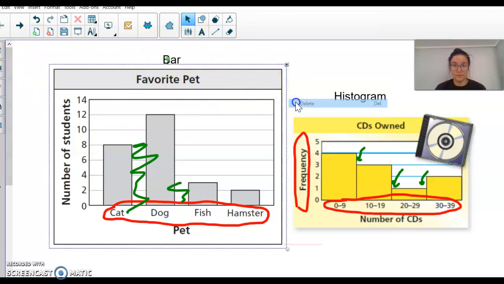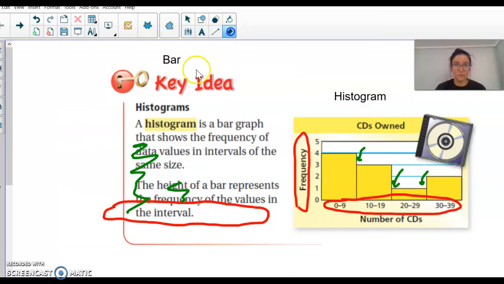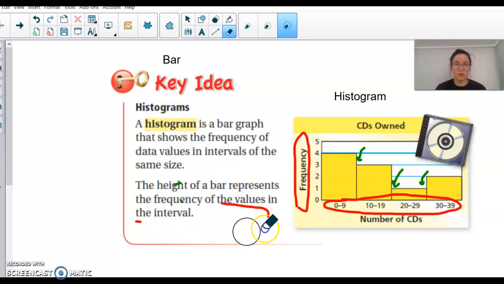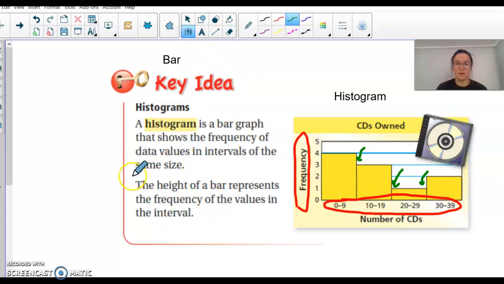So again, a histogram is a bar graph that shows the frequency of data values in intervals of the same size. Emphasis on the same size again. Remember, all of these were in intervals of 10. The height of the bar represents the frequency of the values in the interval. Okay? So again, frequency and intervals are important.